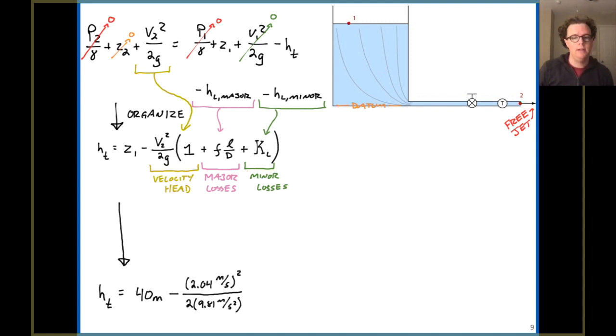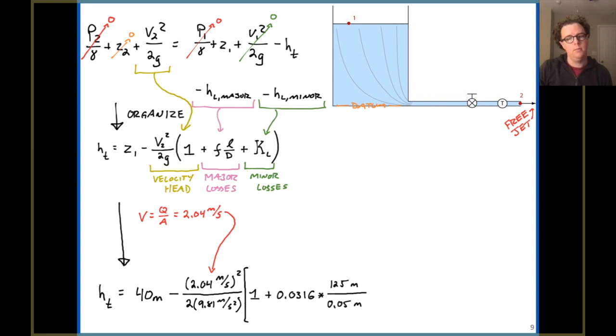So starting down this road, Z1 was 40 meters. We know there was a 40 meter elevation change that was given, minus, now V2 squared over 2g. Where did I get V2 in this problem? I used our knowledge of the pipe diameter and the discharge to solve for a velocity of 2.04 meters per second, shown in red. Inside of the parenthetical here, a 1 that stays.